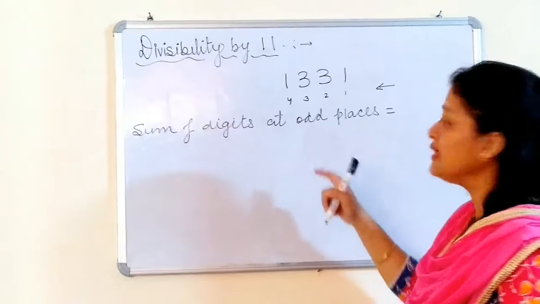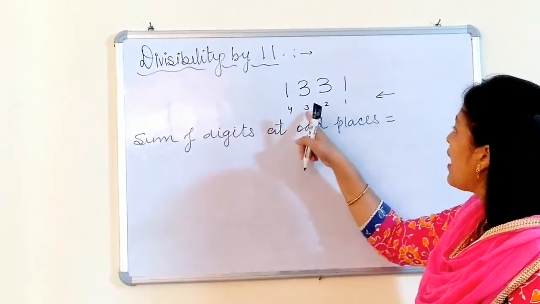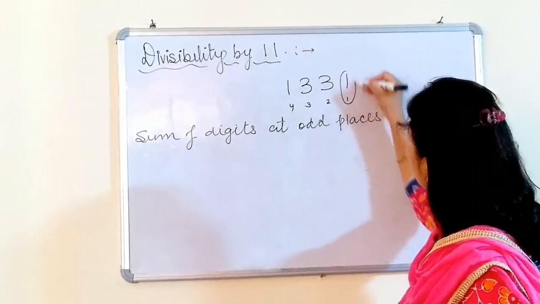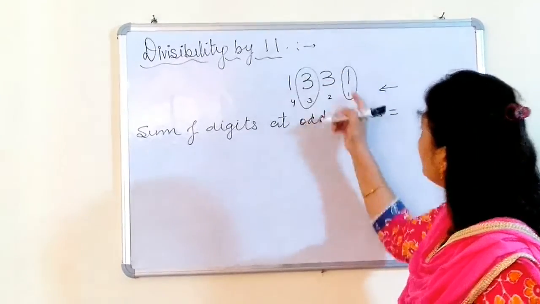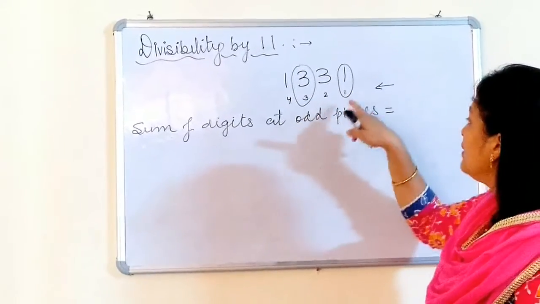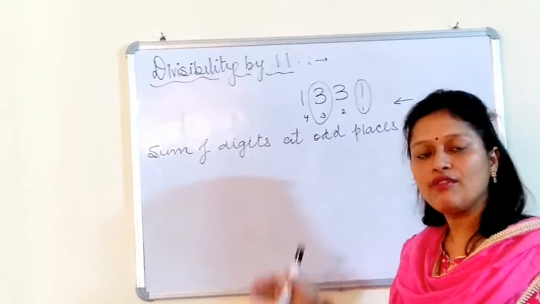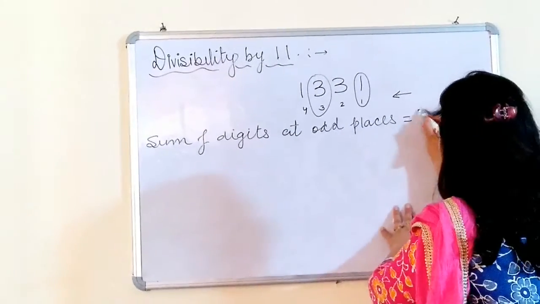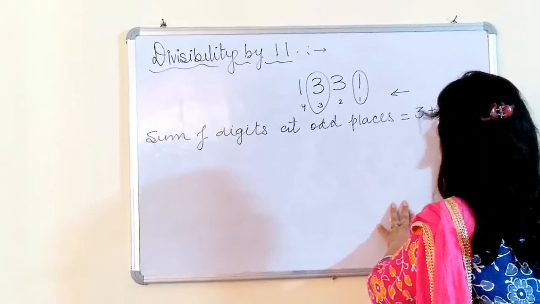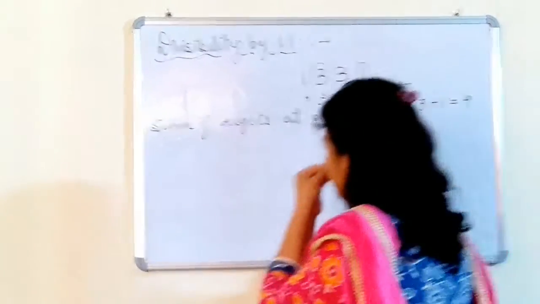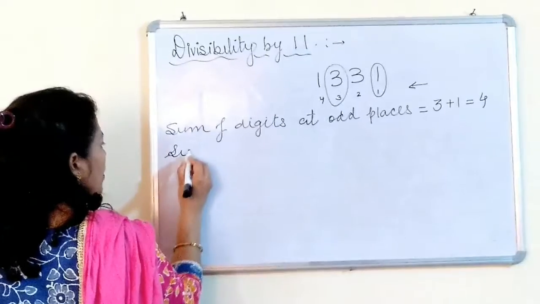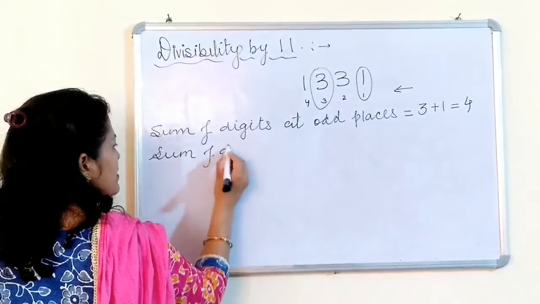Odd places means the 1st and 3rd digits. These digits which are at the 1st and 3rd place from the right side. The first digit from the right side and the 3rd digit from the right side. 3 plus 1, 4.